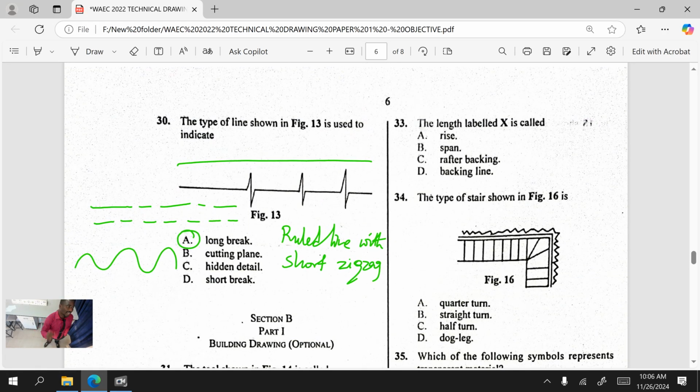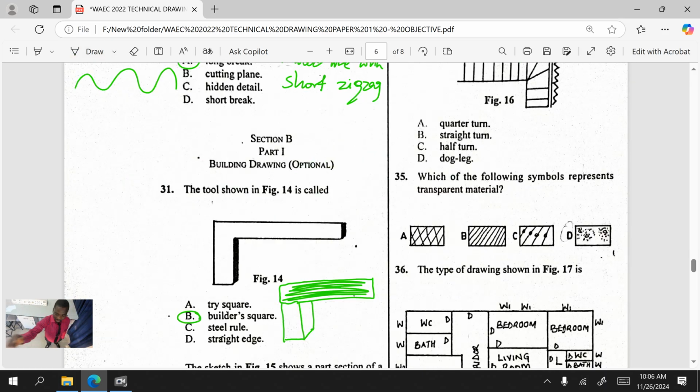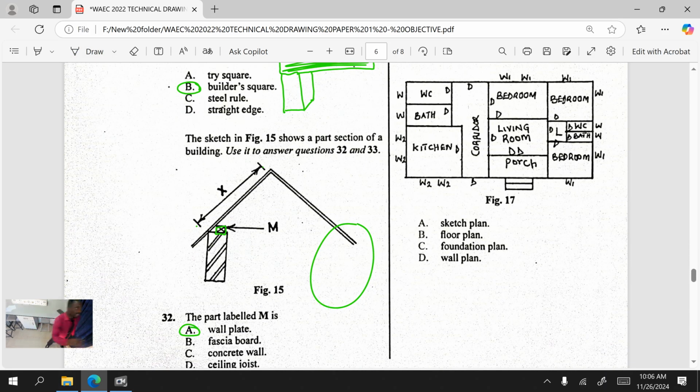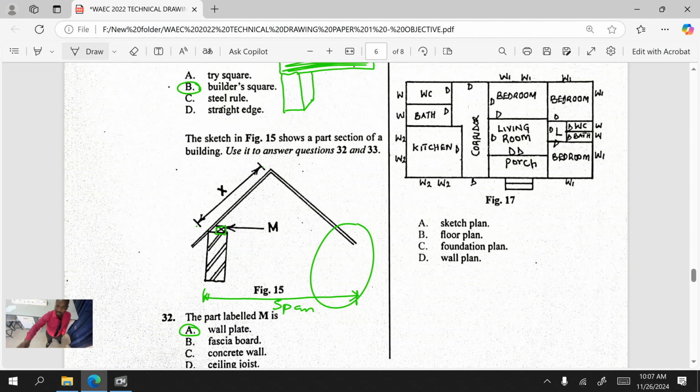Is it the rise? No. Rise is always associated with stairs. Span is just asking you about the overall length of the drawing. Let me show you. If they're asking you for the span, they are going to put a line across the building like this. This is what we call the span. Do you get it now? So it is not span.